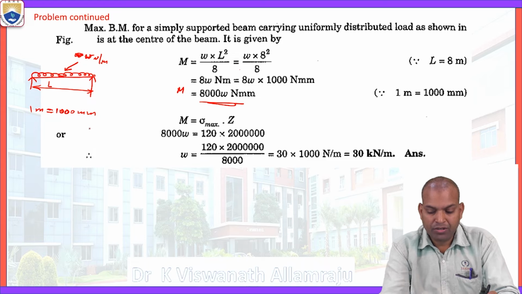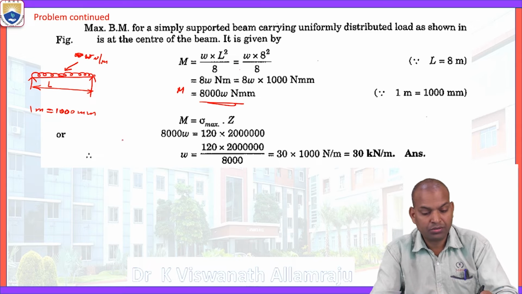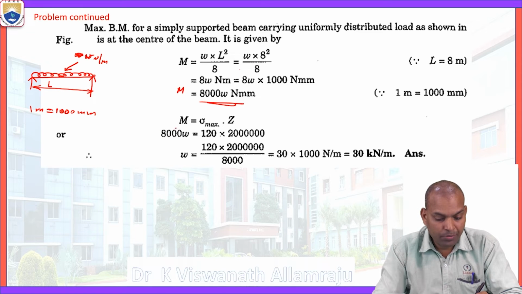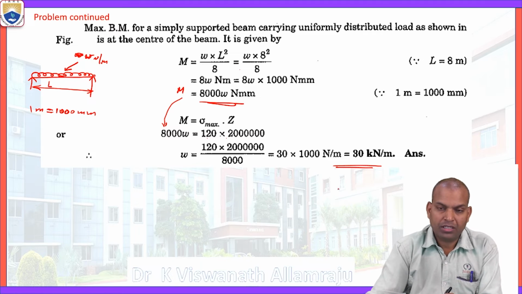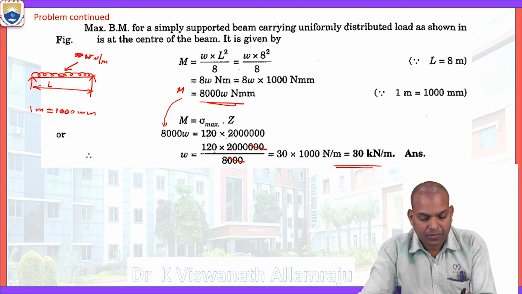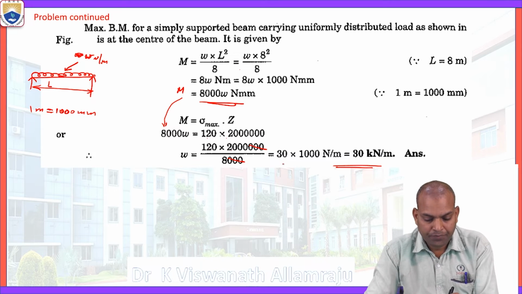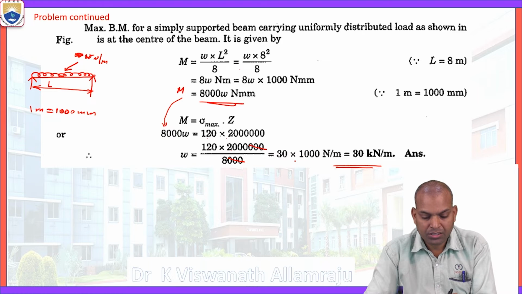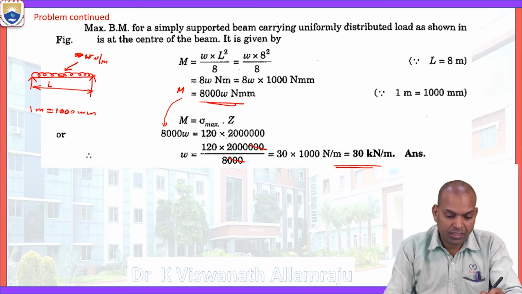What is the Z value? The Z value is already calculated, that is 2 into 10 power 6, and sigma maximum is already given, that is 120 Newton per square millimeter. Here the M value, that is 8000 w, equals 120 into 2 into 10 power 6. So the small w is calculated here, it is 30 kilonewton per meter, that is 30 into 1000 Newton per meter. This is the uniformly distributed load calculated.